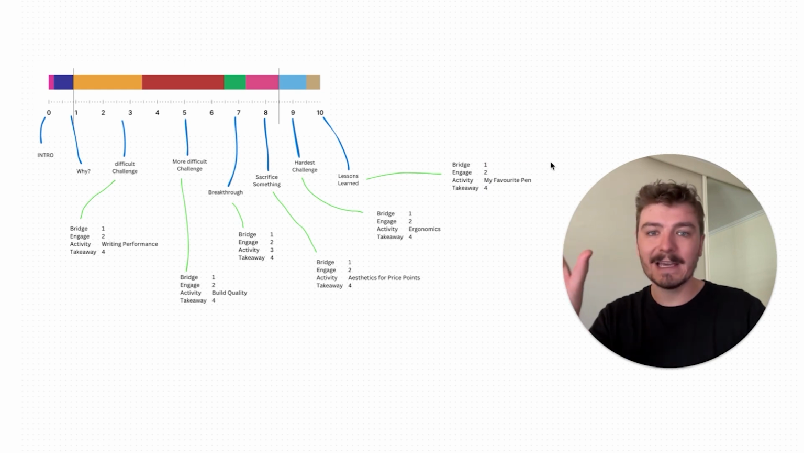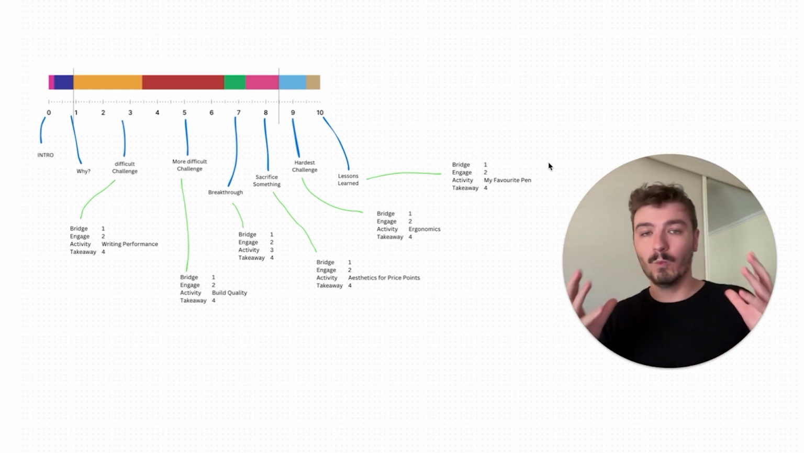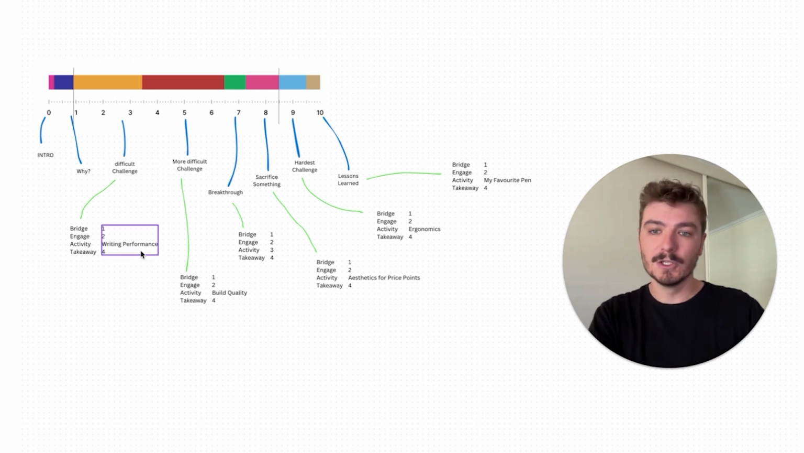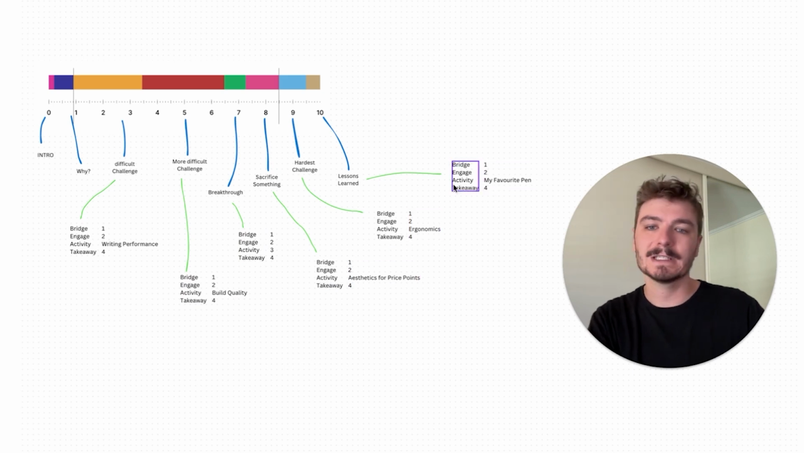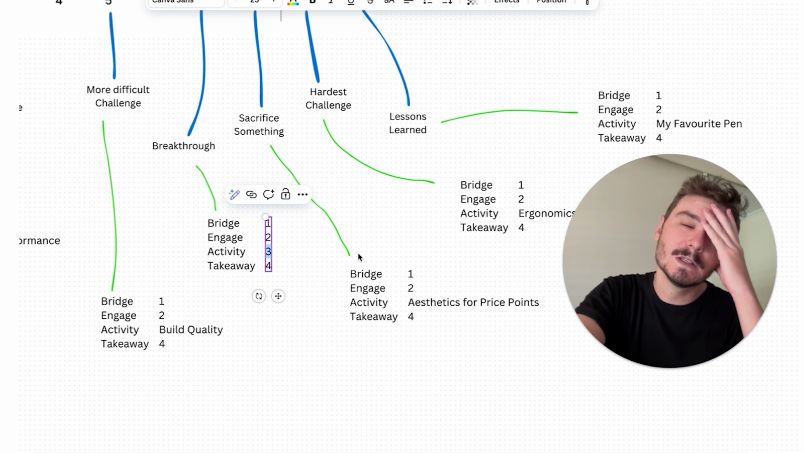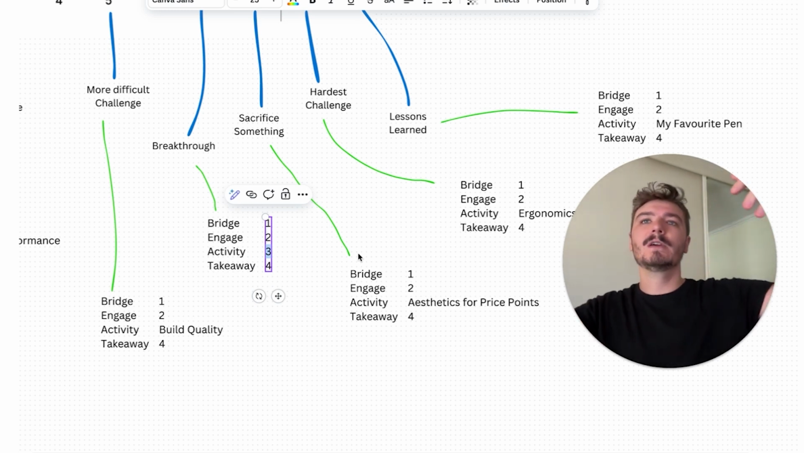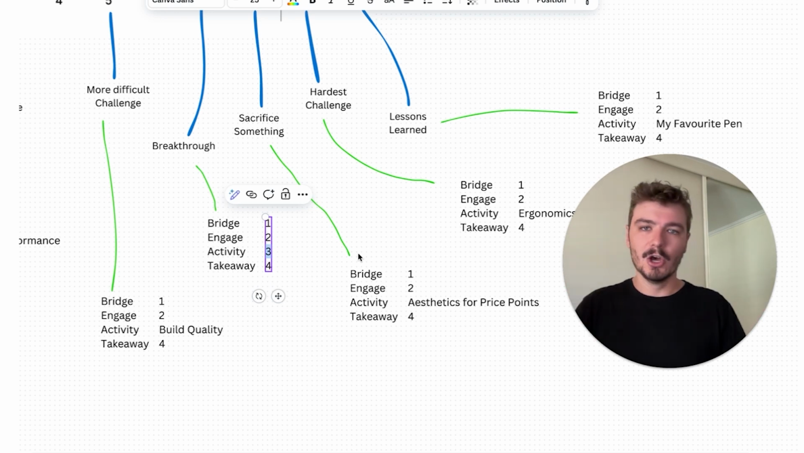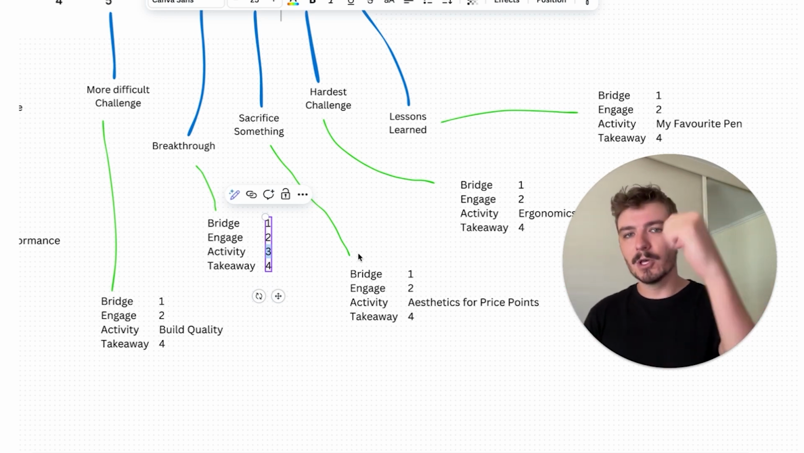So knowing that is the takeaway, the big overarching lesson on whatever my favorite pen is, that will help me with the intro and the why as well. So now I have the writing performance, the build quality, aesthetics for the price point, the ergonomics, and my favorite pen. Now I need to find like some sort of breakthrough. So what is like an emotional breakthrough? This is in the movie when they talk to someone that gives them that inspirational advice and they have like that emotional breakthrough and they're like, yeah, I'll keep going or whatever it is.